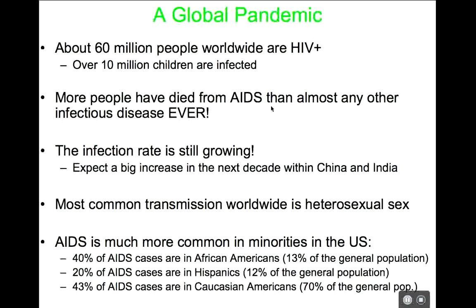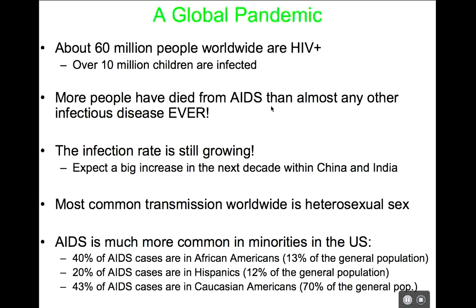The infection rate is still growing. HIV is still a pandemic. Remember, pandemic means that it's increasing in numbers. It is still a pandemic. One would think it would have reached endemic levels at some point, but it has not. It is still continuing to increase.